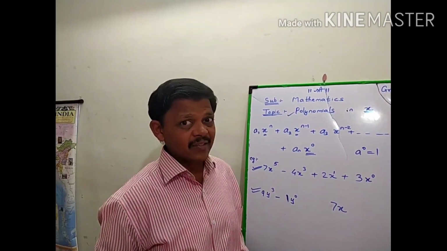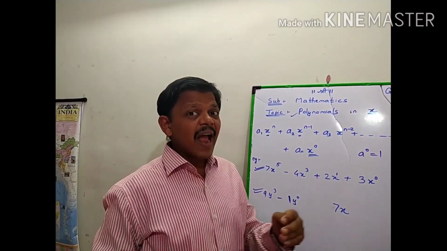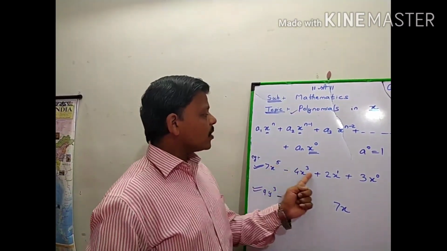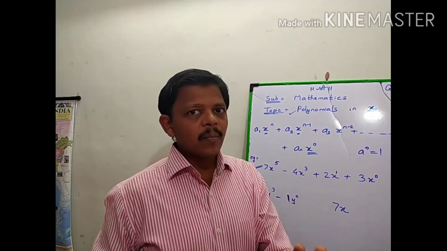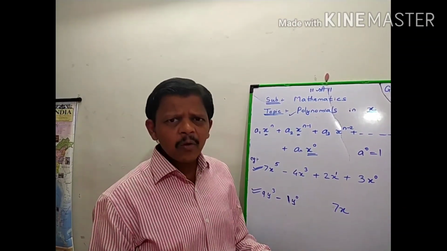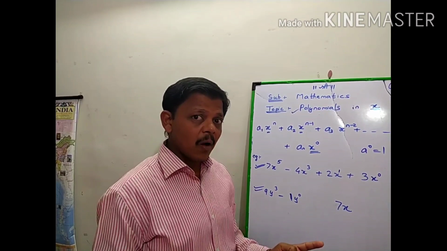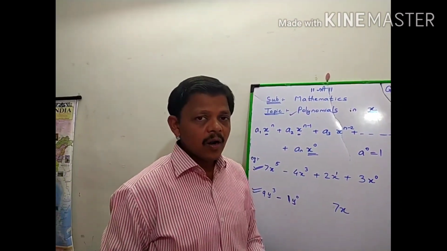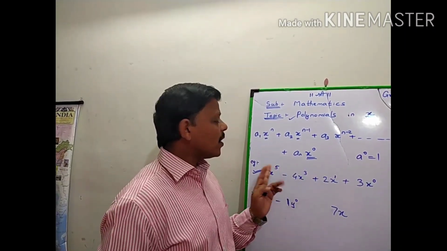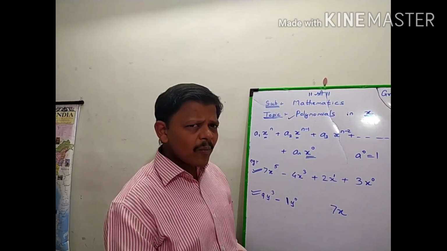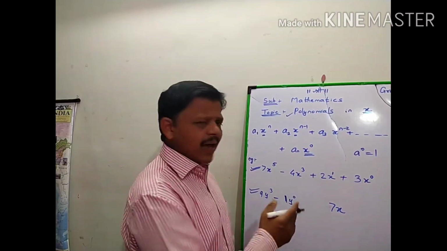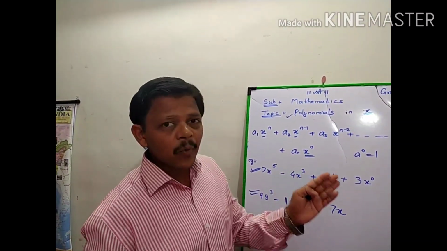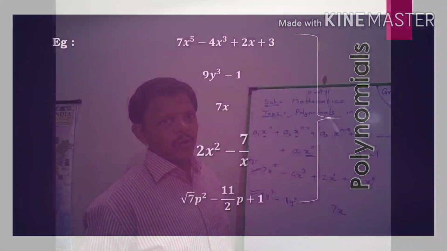That was our definition last year. But this year we have made ourselves a little bit clearer that the power should be a whole number. Last year we had not said that because we didn't give you those kind of examples. But now you understand that power cannot be negative or under root, power has to be a whole number. What I'm going to do is write a few more examples and try to understand whether they are polynomials or not polynomials.